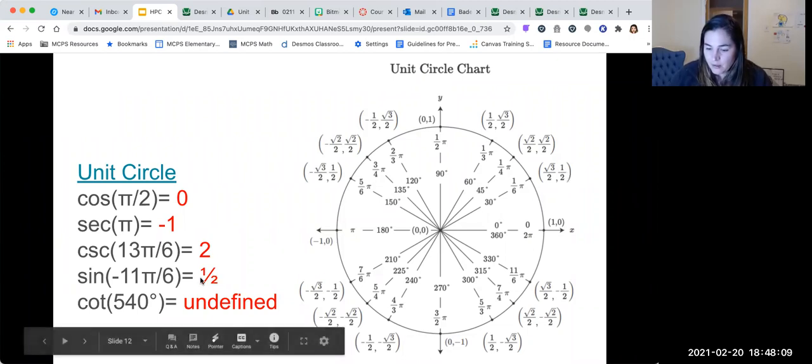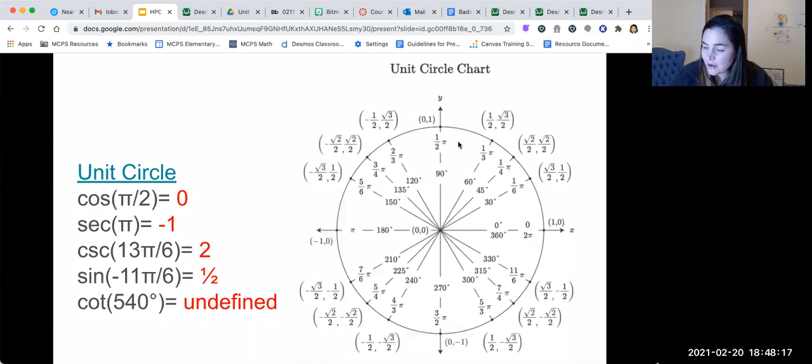Okay. Sine of negative 11 pi over 6. Remember, negative, we go clockwise around the circle. So we're going to end up right here at pi over 6 again. So the sine there is 1/2.